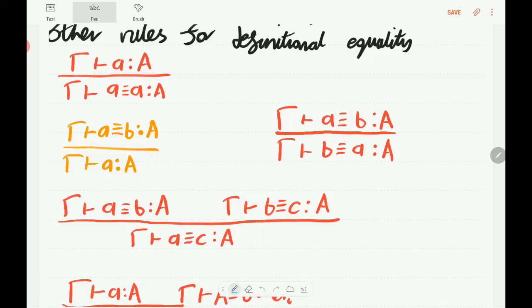And we also have this idea of so-called symmetry, that if A equals B, then B equals A. And notice that this can be used in conjunction with this to also get that this B is of type capital A as well. And we also have the transitivity of equality. So if A equals B and B equals C, then A equals C. So that's what this rule says.